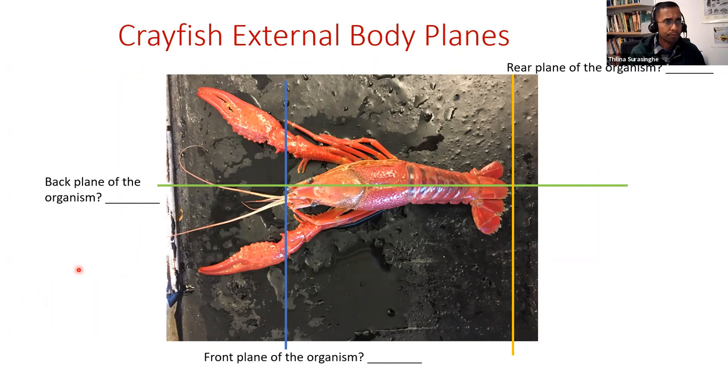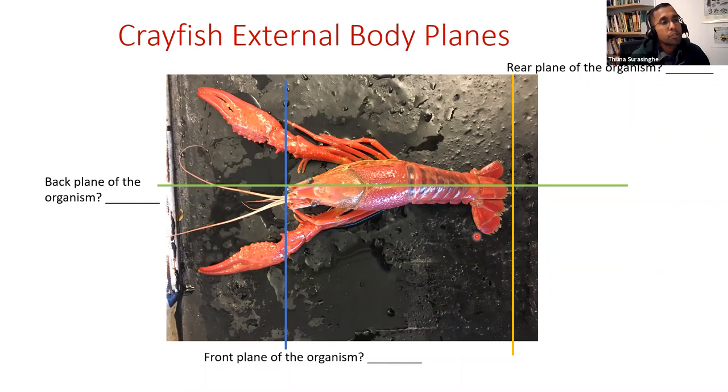Try to understand the planes, right? So the backside versus the front side of the animal, right? This particular front side, what do you call the front side? What is the name for that? The head end of an animal, what do you call it? Anterior. Correct, anterior or cephalic, both are correct. Right? And the rear end? Posterior, right? That's actually the only two things.